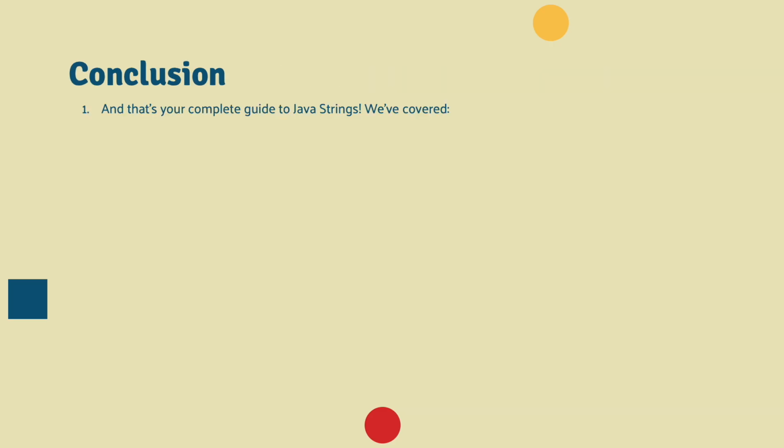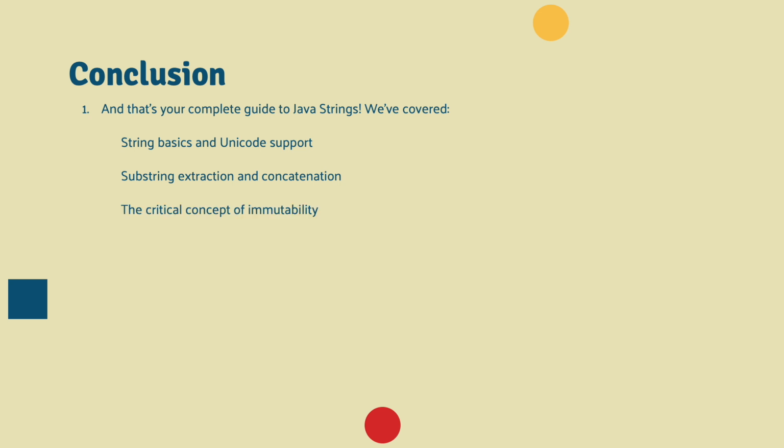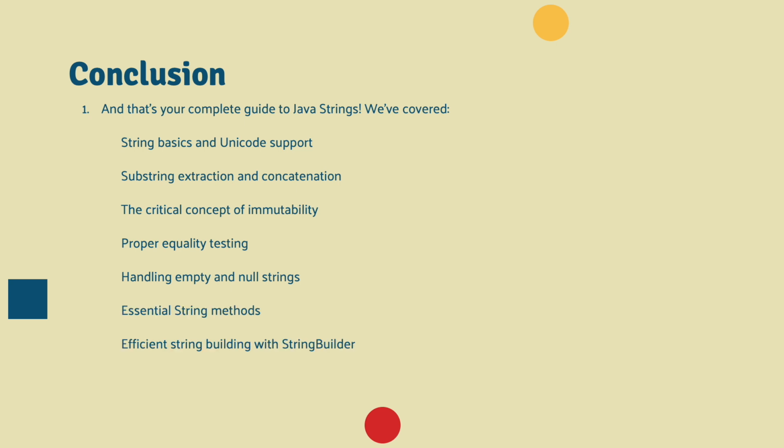And that's your complete guide to Java strings. We've covered string basics and Unicode support, substring extraction and concatenation, the critical concept of immutability, proper equality testing, handling empty and null strings, essential string methods, efficient string building with StringBuilder, and how to use the API documentation.